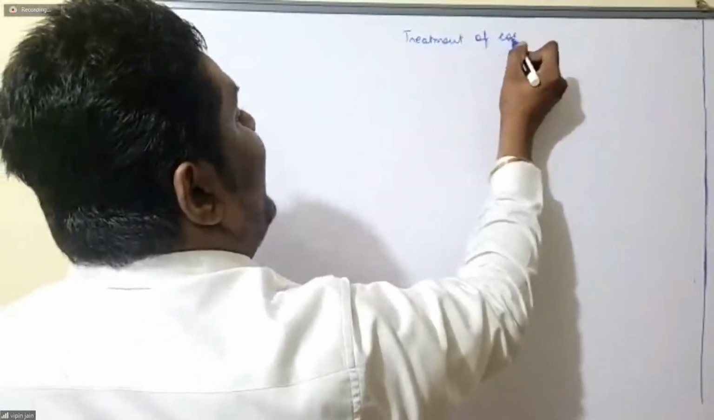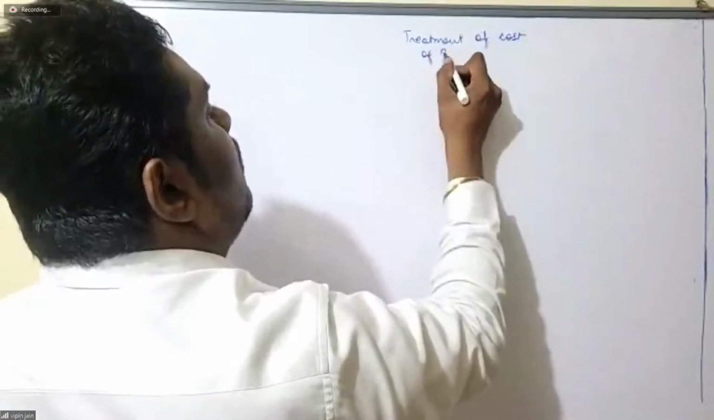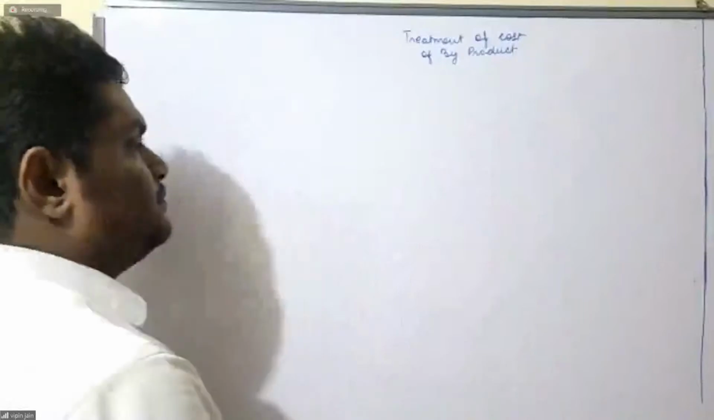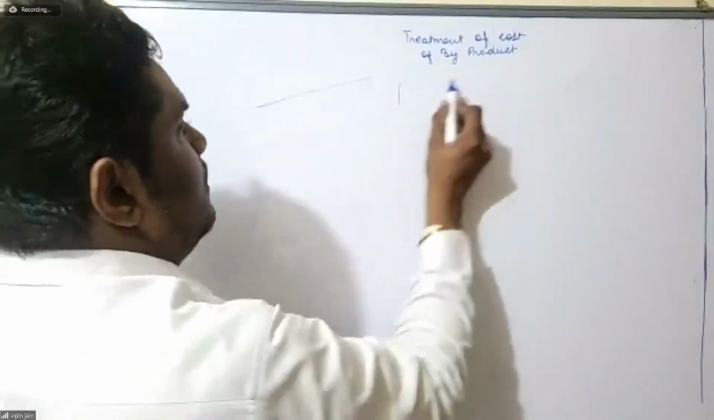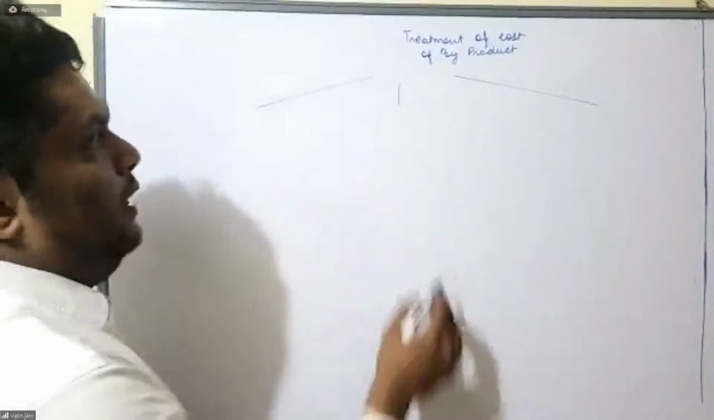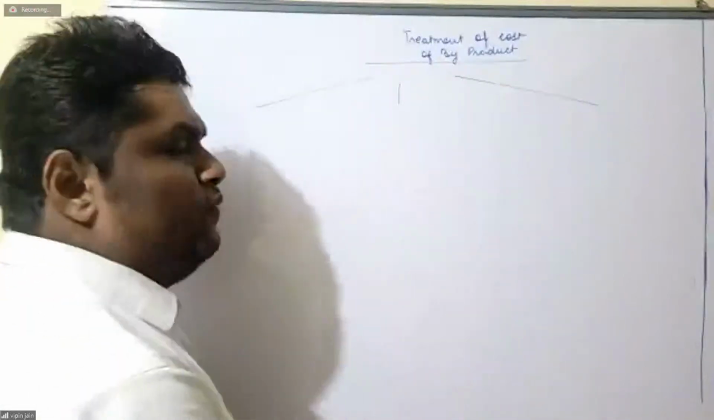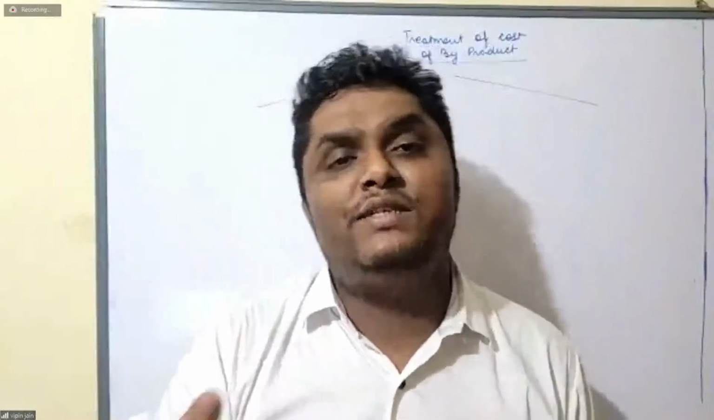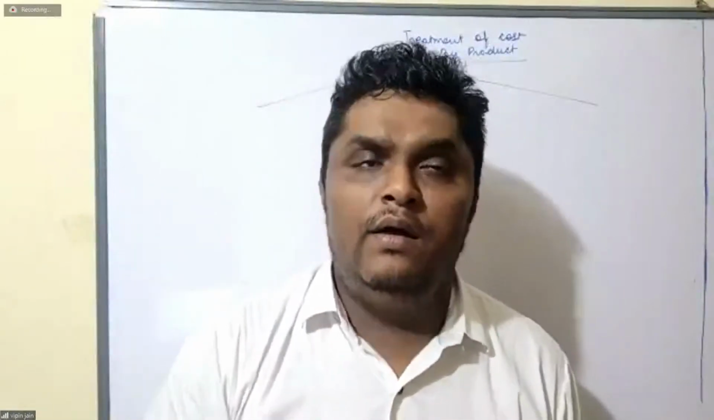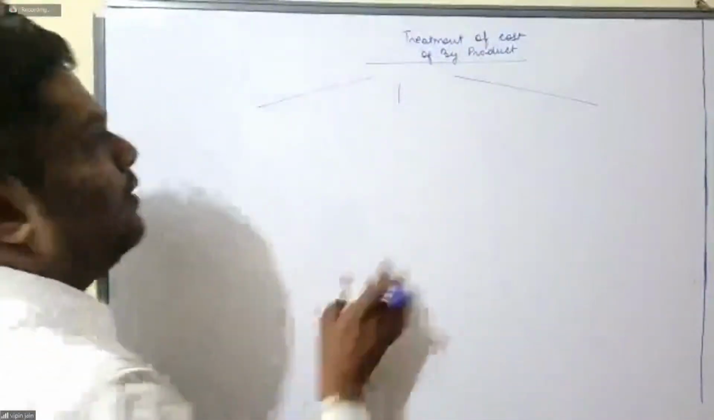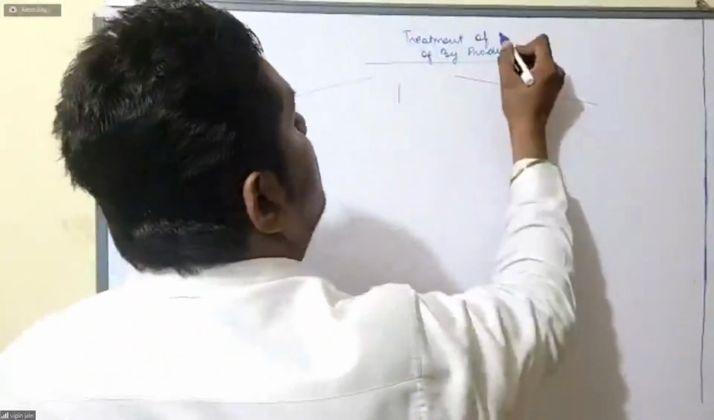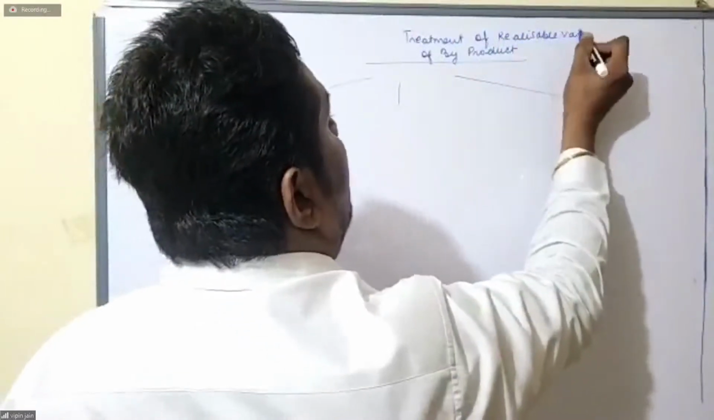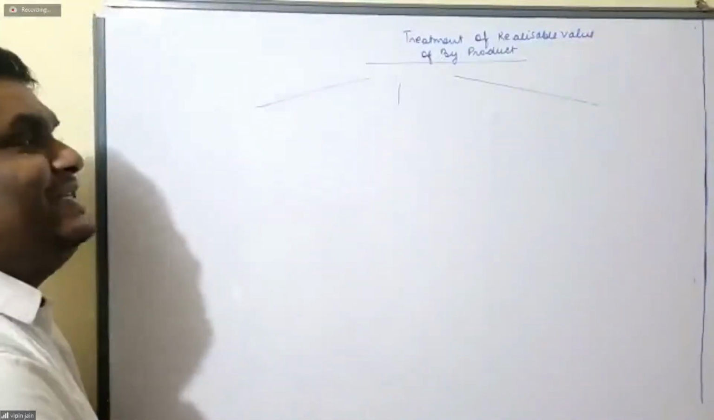Treatment of cost of byproduct. Now, what will be the treatment of byproduct? What will be the treatment of cost of byproduct? That is the incidental waste that arises during the course of manufacture of main product. Now, the treatment of realizable value of byproduct.